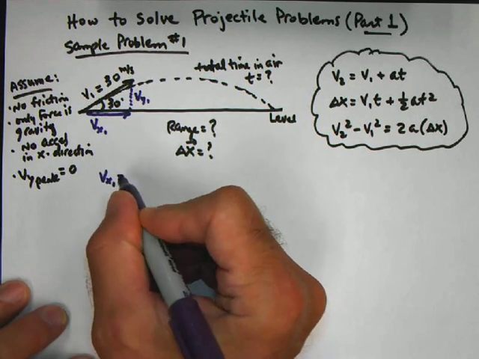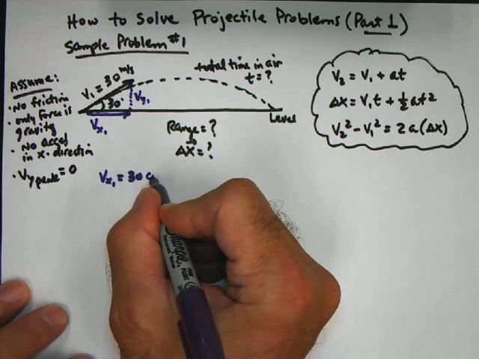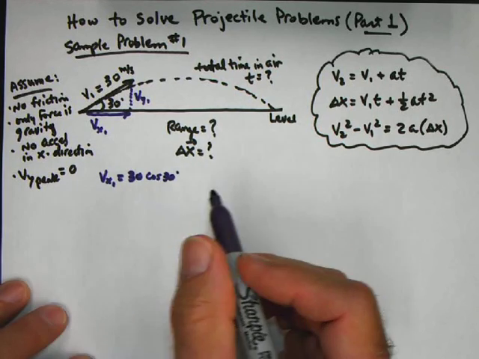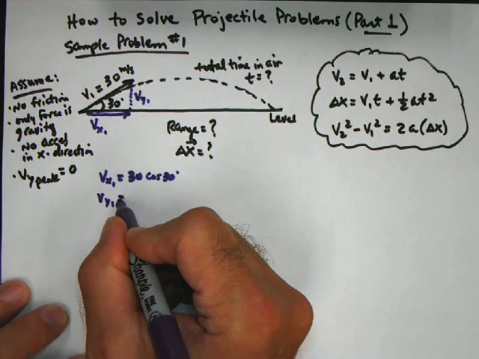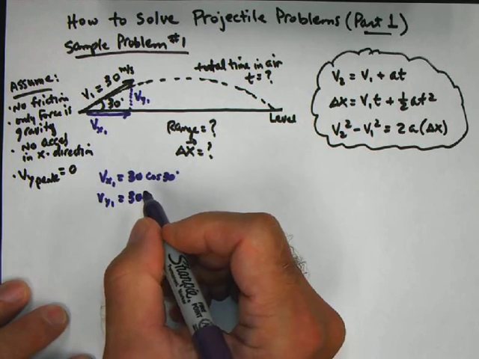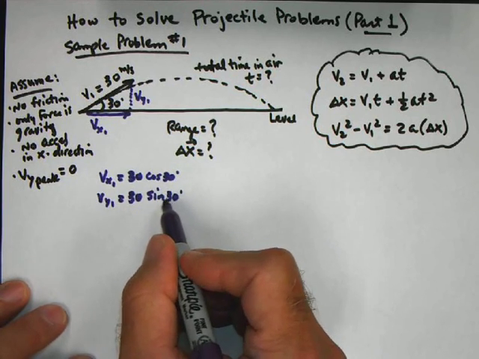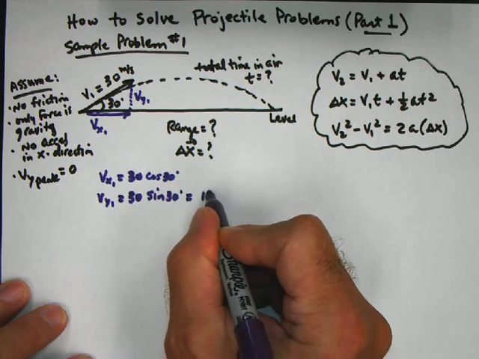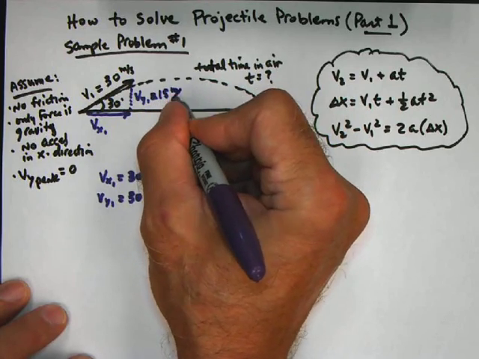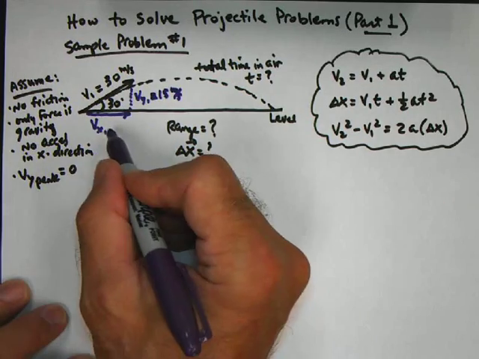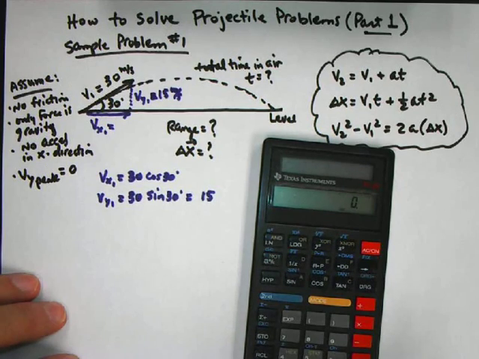That's just the component. Vx1 would be equal to, just using trig, 30 meters per second times cosine of 30 degrees. Okay, and Vy1, this component here, is equal to the hypotenuse of 30 meters per second times the sine of 30 degrees. Now this one's easy. Sine 30 is a half, and half of 30 is 15. So this y component is equal to 15 meters per second. Okay, and the x component I'll have to use a calculator on it.